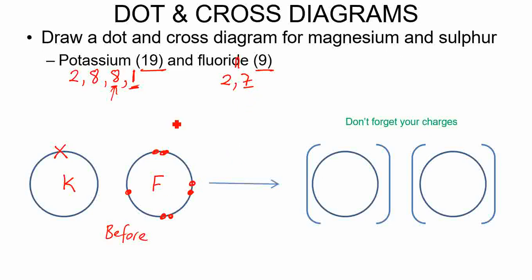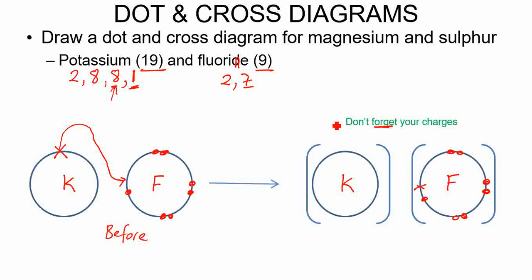Okay, so what will happen is you're going to transfer the electron. Please look at my arrow. It is being transferred from the potassium going to the fluorine. So what you end up having is potassium being here and fluorine being there, with the outer shell being full. Okay, and it's now stable. Notice one of them is now a cross. Now it's important that you do not forget your charges.